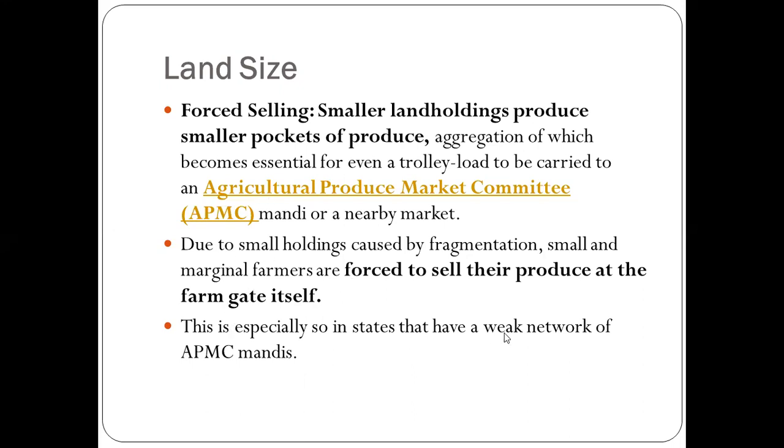This is especially so in states that have a weak network of APMC. Why do they need this? Because this organization has a weak network, means they are unable to develop these sectors. So they force the farmers, force the zamindar, and convince the farmers, and farmers will sell the property to this organization, and in return they will get income from this organization.